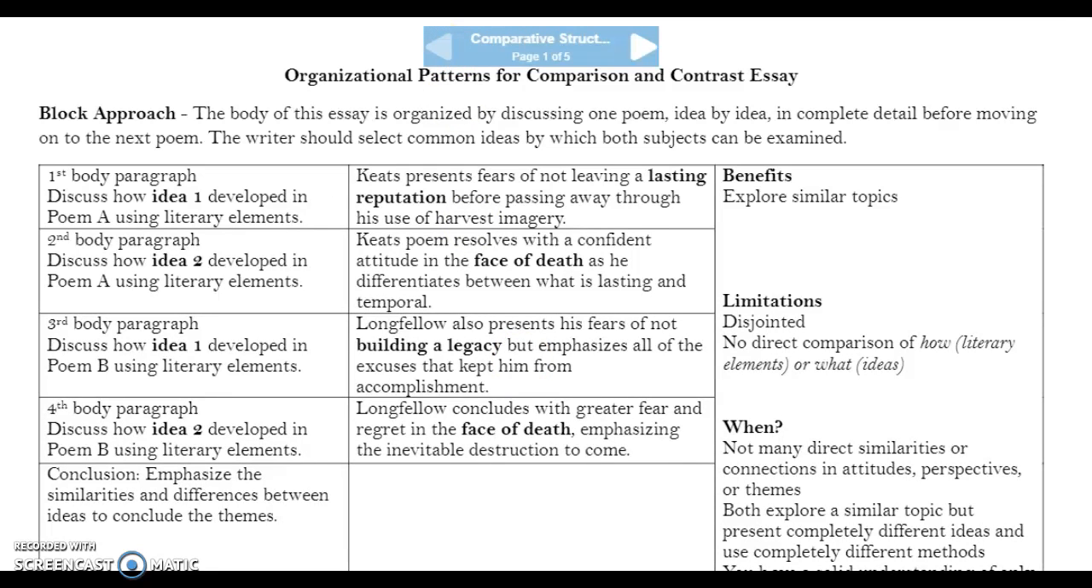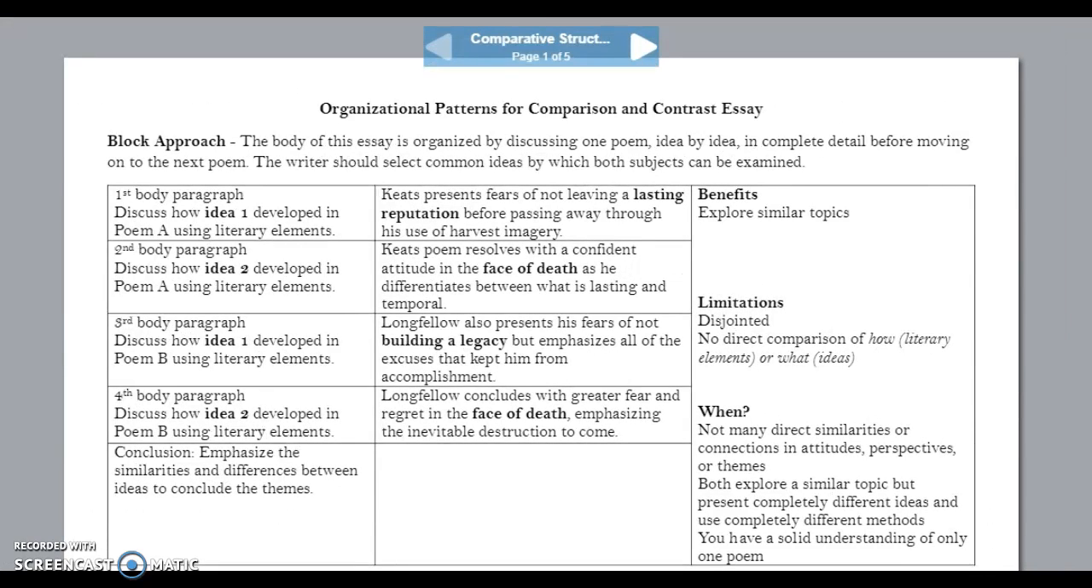So let's take a look at the first structure that you could use in your comparison. It is the block approach, and this is the most simple, basic structure that you could use. The idea is that you are discussing one poem at a time, idea by idea, in complete detail before moving on to the next poem. You should try to select common ideas or topics when you're using this structure. In the end is when you would actually show that direct comparison.